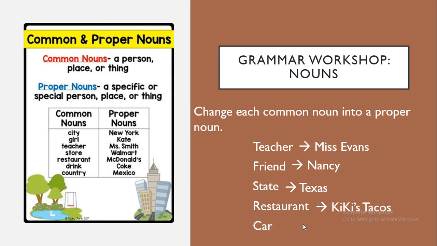For example, Kiki's Tacos, which is my favorite place to get tacos in the Valley. If you have any other recommendations, I am always open. Thank goodness Kiki's is open during the quarantine because I eat there every week. So, yeah. Moving along, instead of car, you would be specific and you would say Mercedes or BMW or Volkswagen Jetta, like my car. And so that's how you would make those into proper nouns.